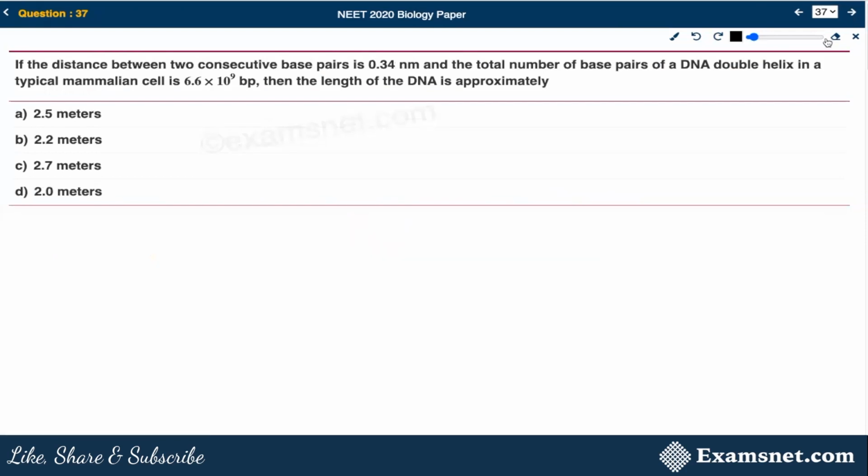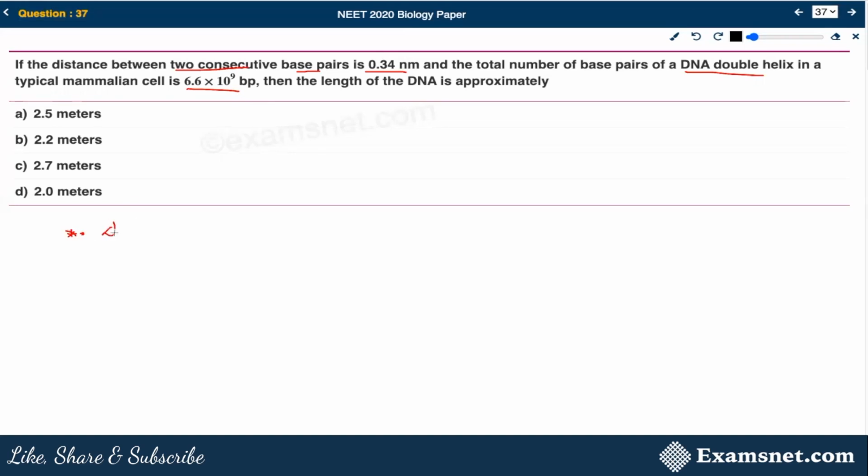This question says that if the distance between two consecutive base pairs is 0.34 nanometer and the total number of base pairs of a DNA double helix in a typical mammalian cell is 6.6 into 10 to the power 9 base pairs, then the length of the DNA is approximately. So how are we going to calculate it? All right. So the length of the DNA it is talking about. The distance between two base pairs in the DNA is 0.34 nanometers, so first we are going to convert it into meters.